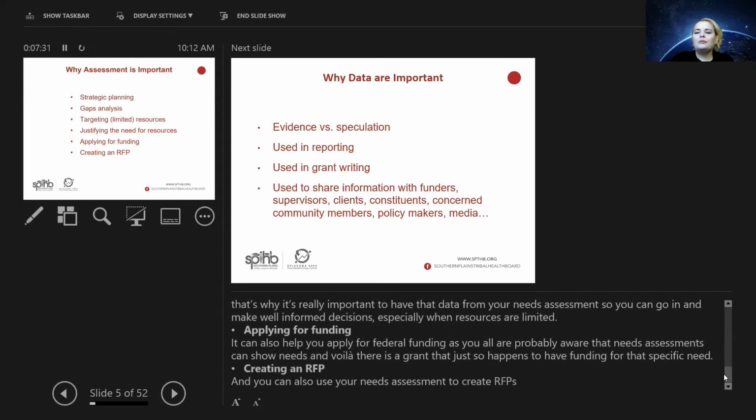But again, it's important to look at both, and we'll talk about that a little later, how getting all that information creates a picture, independent of what you're looking for and how you can look at things. It can also help apply for funding. As you all are probably aware, needs assessments can show needs, and all of a sudden, you might be doing the needs assessment for federal funding, or you do the needs assessment and then you search for some federal funding. So it's great to have that. And you can also use it to create RFPs.